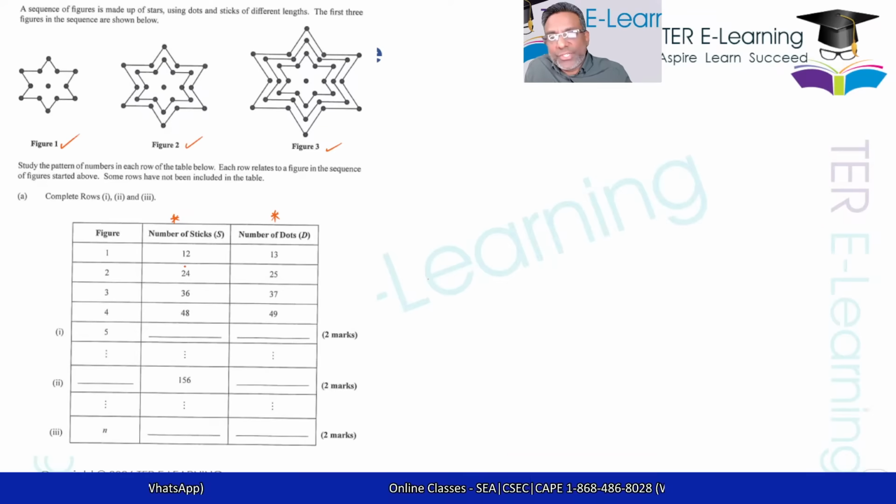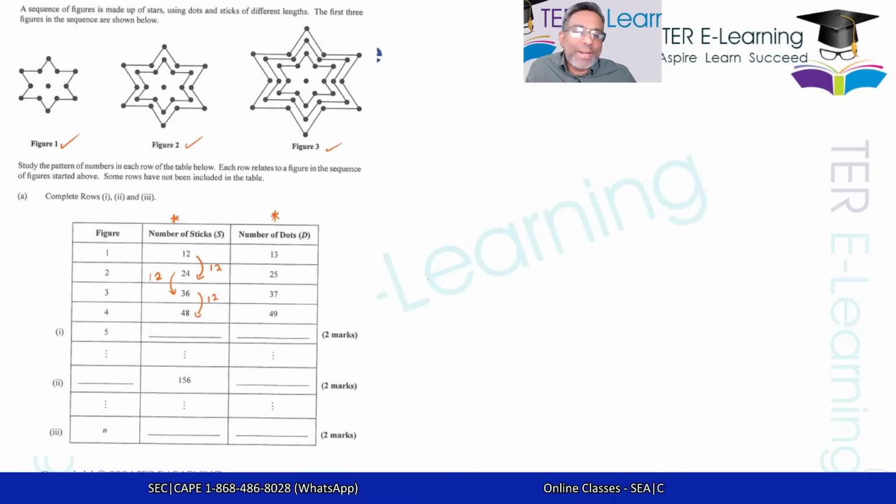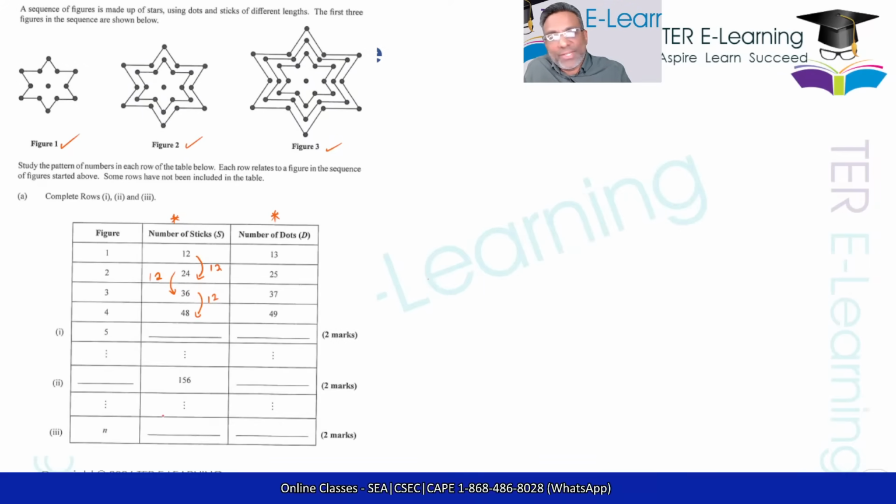The first thing I would suggest is to look at the numbers to see what's happening. When I jump from 12 to 24, I have increased by 12. When I go from 24 to 36, I also increase by 12. And when we go from 36 to 48, we also increase by 12. If you get a pattern like this in the exam with a constant increase, it is easy to figure out. That 12 being repeated all the time is going to be in your formula.